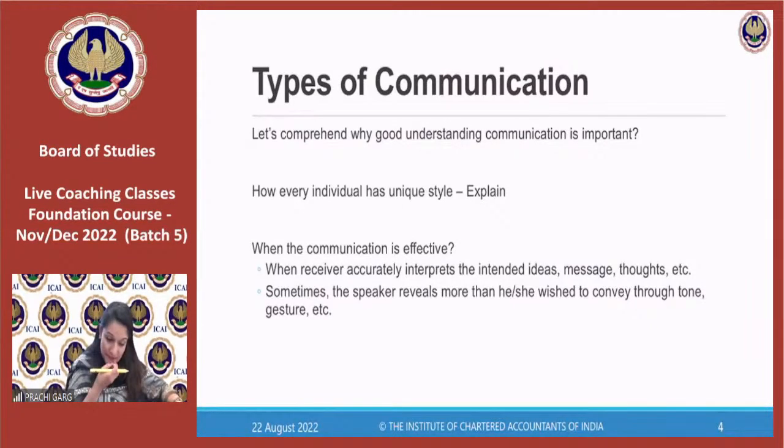And like I said, if you read my last point, sometimes the speaker reveals more than he or she wished to convey through tone or gesture, right? Sometimes people convey more through their tones and their gestures.